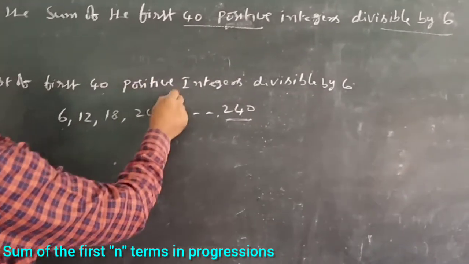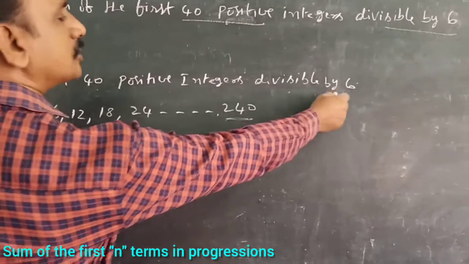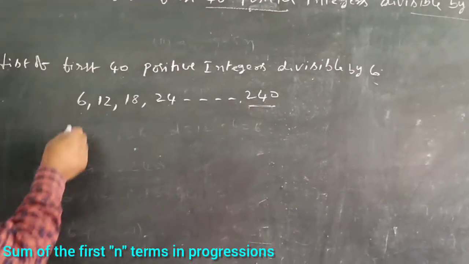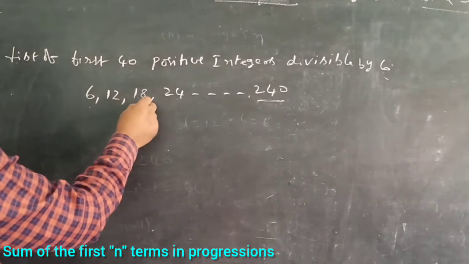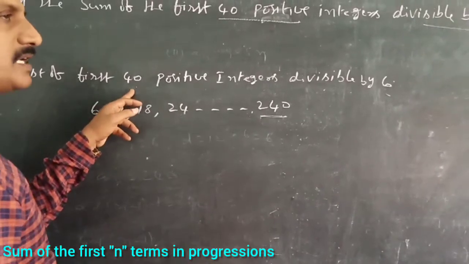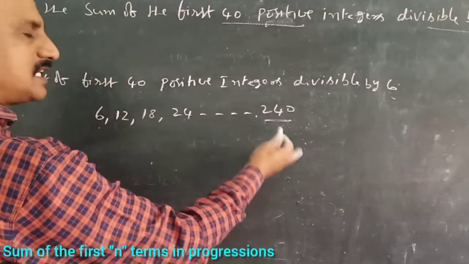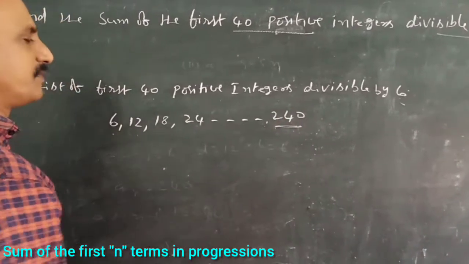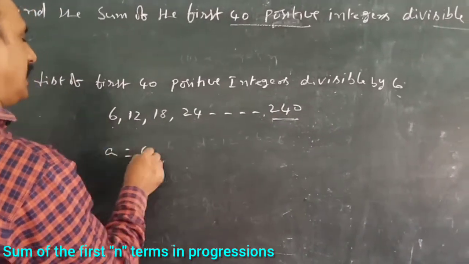The sum of the first 40 positive integers divisible by 6. So what is that? Multiples of 6. Divisible by 6 means multiples of 6: 6 times 1 is 6, 6 times 2 is 12, 6 times 3 is 18, 6 times 4 is 24, and so on, up to how many? 40. So n is equal to 40, and a is equal to 6.